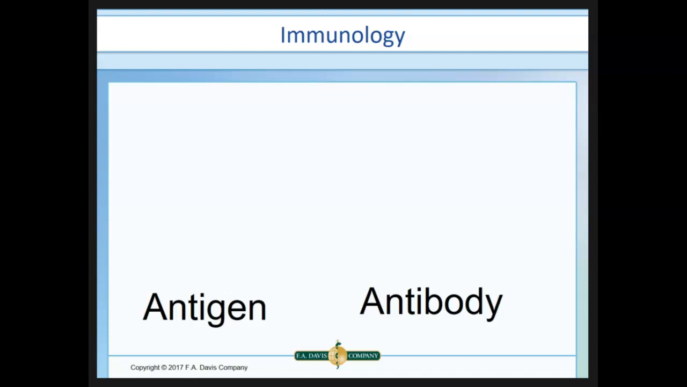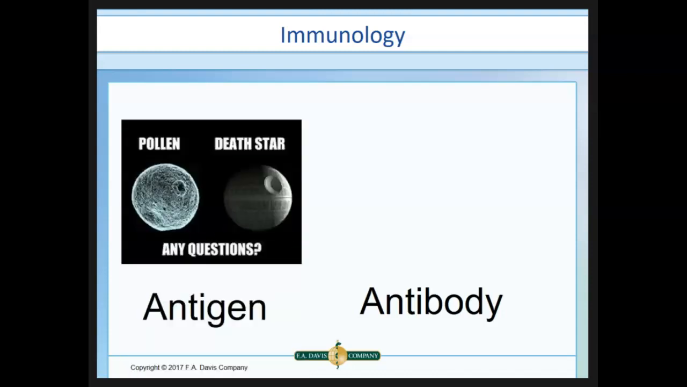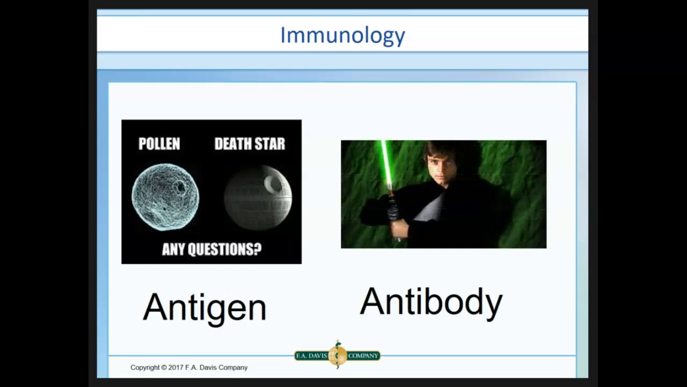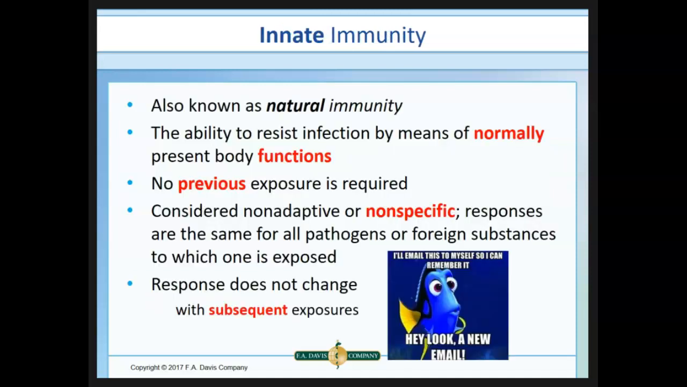I told you that immunology is all about antigens and antibodies. My favorite antigen is the picture of pollen under an electron microscope that looks just like the Death Star. So in this case, if we were comparing pollen and the Death Star to an antigen, what would be our antibody? Of course, Luke Skywalker. So you get it. An antigen elicits an antibody response.